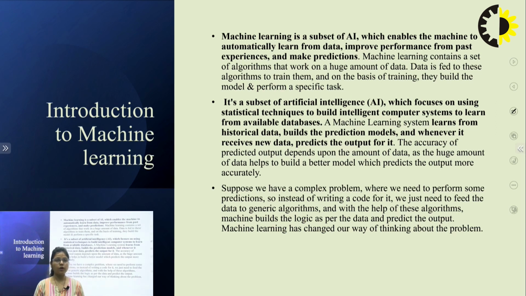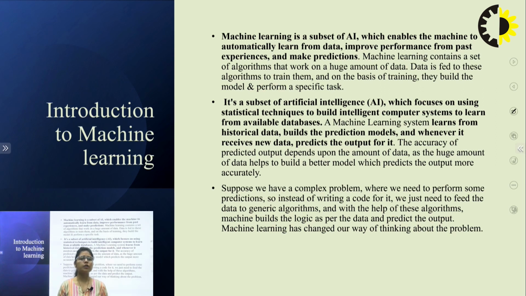It's a subset of artificial intelligence which focuses on using statistical techniques to build intelligent computer systems that learn from an available data set. A machine learning system learns from historical data, builds the prediction model, and when it receives new data, it predicts the output for it. The accuracy of the predicted output depends on the amount of data, as a huge amount of data helps to build a better model which predicts the output more accurately.